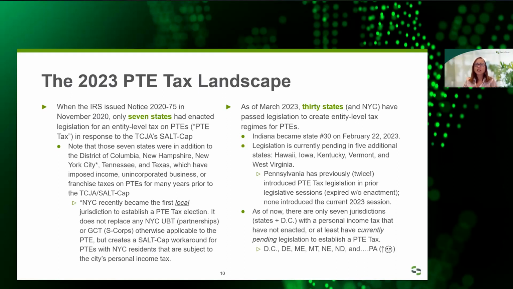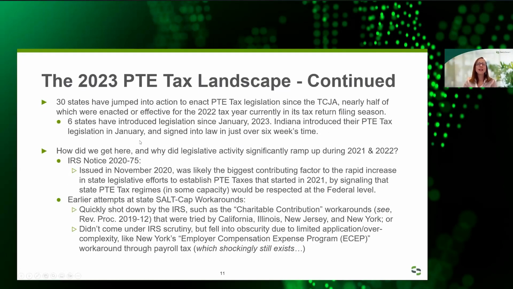So here we have some more details. I'm not going to go through this in detail; you can read the slides, because I want to make sure we have enough time, because we always run out of time, Tony, to get into some of the meatier issues. 30 states have jumped. We mentioned that 6 states have introduced legislation since this January. Indiana introduced their pass-through entity tax legislation this January and signed it into law in just over 6 weeks' time. We don't have a lot of guidance yet, which Tony's going to talk about, but it's signed. So they are the 30th jurisdiction, and we're at 30 states plus New York City.